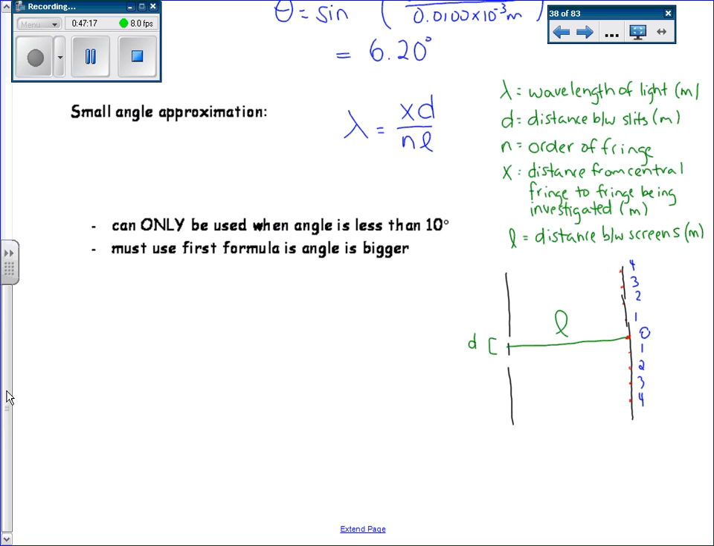Well, there's no angle in this formula, but we need to deal with an angle first before we can use it. That's why it's called the small angle approximation. So if I'm investigating fringe 3, that angle in there is still the same as it would be if I used the previous equation. But now the other variable I have here is the distance from 0, the central fringe, to the 3rd fringe. That's X.